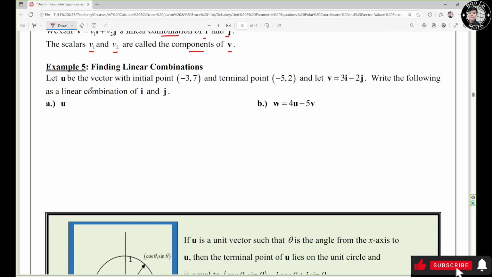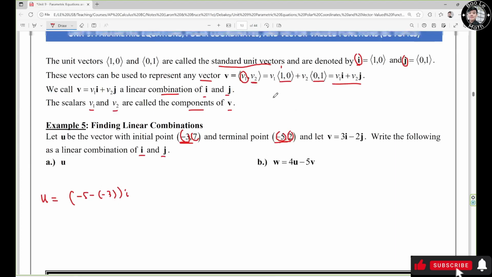Now example number 5. Let u be the vector with initial point negative 3, 7 and terminal point negative 5, 2, right? And let vector v be 3i minus 2j, right? Write the following as a linear combination of i and j. Vector u is the vector with the initial point right here and terminal point right here, right? So you're going to take negative 5, subtract negative 3, right? 2 subtract 7, right? So you have negative 5 subtract negative 3, right? Don't forget to put i right here.